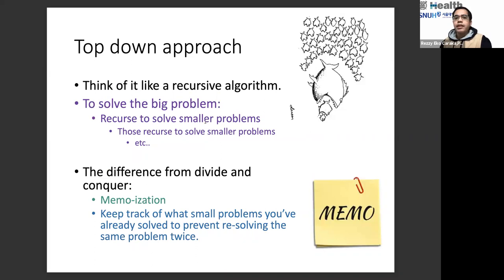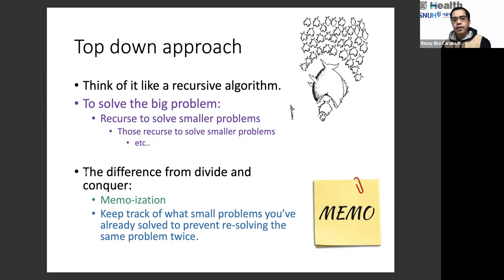Or we can use critical thinking from the top-down approach. This is how we see the problems, like a recursive algorithm. This kind of programming uses recursion. So we can solve the big problem by using recursion to solve smaller problems, and those recursions solve even smaller problems, until the smallest. So this is only the top-down. We start from the big idea of the problem and solve it one by one, smaller and smaller, until the smallest one.